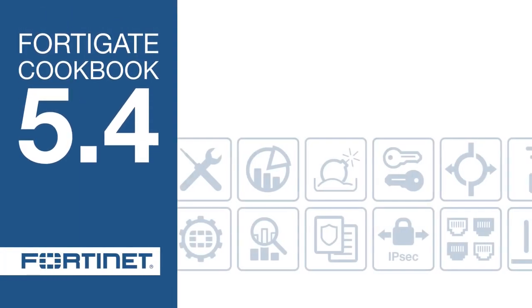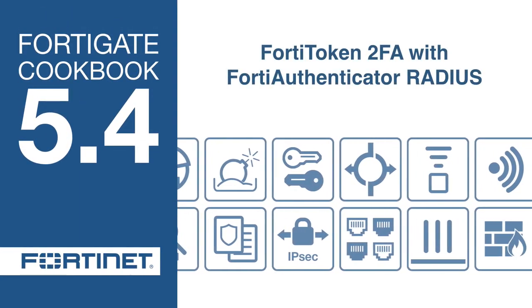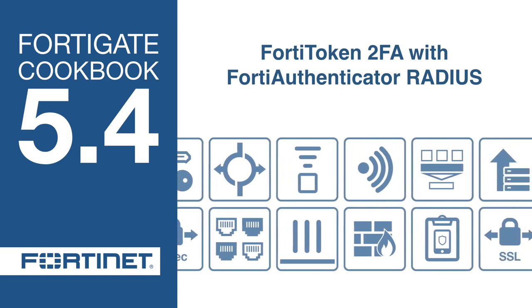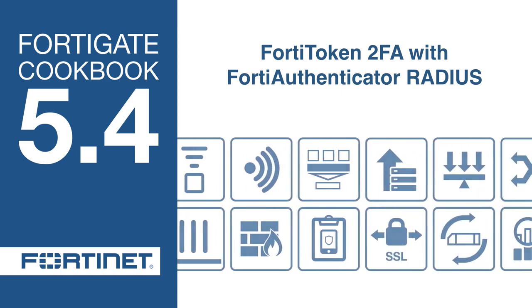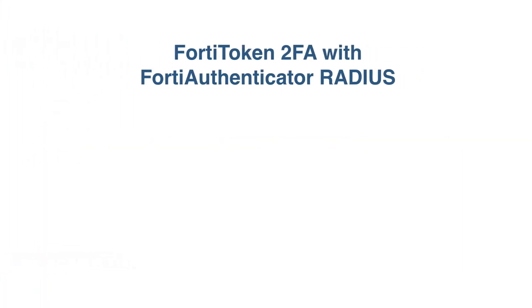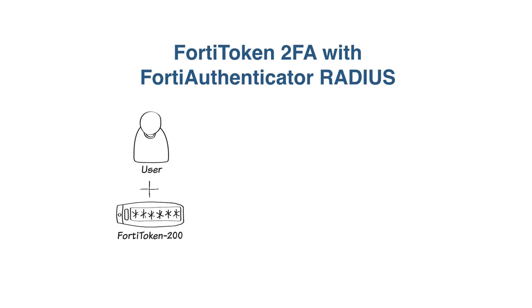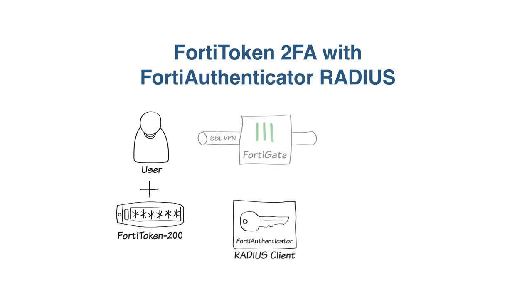In this video, you will set up FortiAuthenticator to function as a Radius server to allow FortiToken two-factor authentication for SSL VPN users. You will create a user, assign a FortiToken 200 to the user, and set up the Radius client on the FortiAuthenticator. You will then create the SSL VPN tunnel and configure the Radius server on the Fortigate.